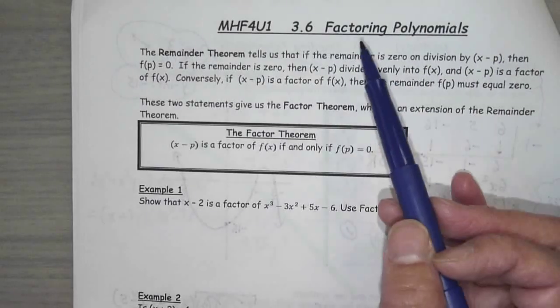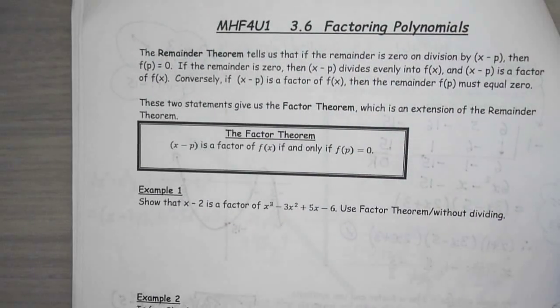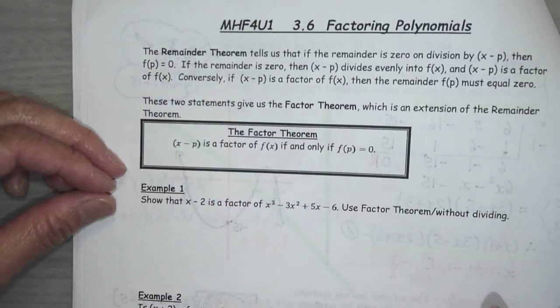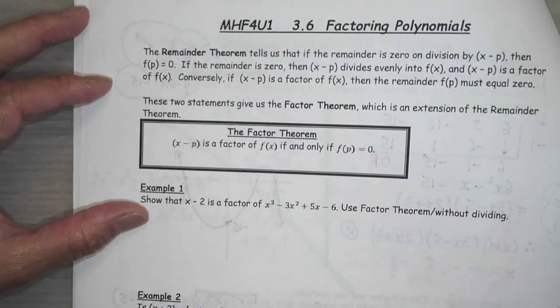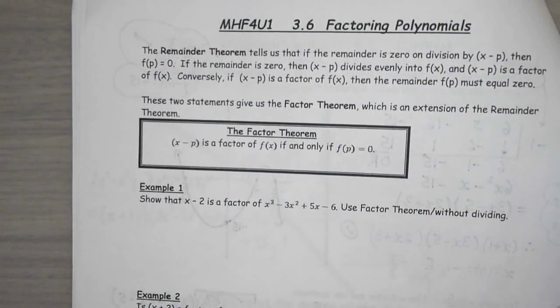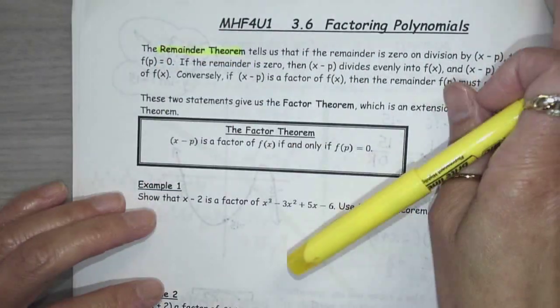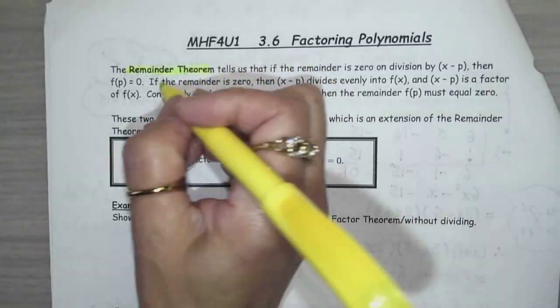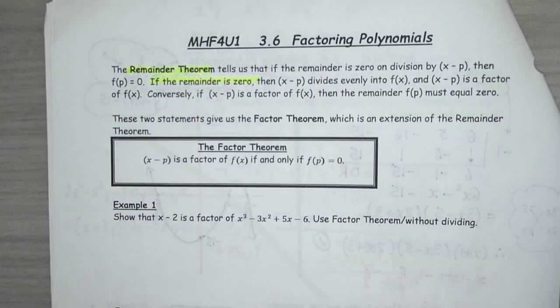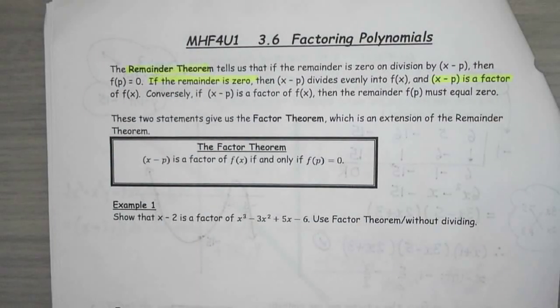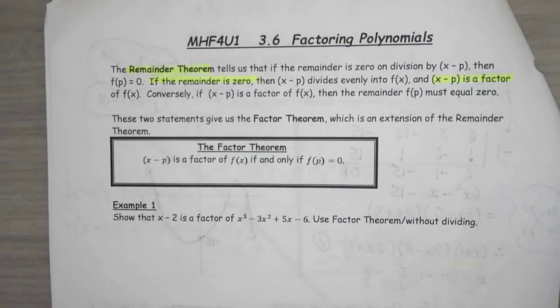So now we're going to use what we have with the synthetic and the polynomial division in order to factor longer polynomials. First thing we need to know is the remainder theorem, which we've already been talking about. If the remainder is 0, then it is a factor, right? So we know that. So if the remainder is 0, it's a factor.